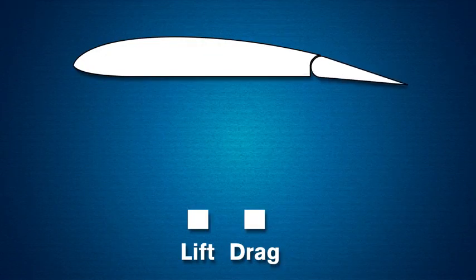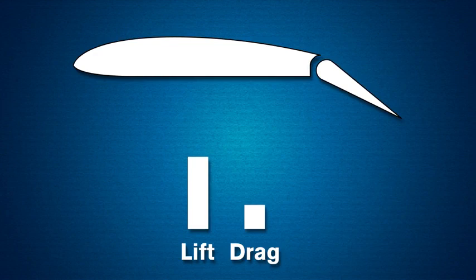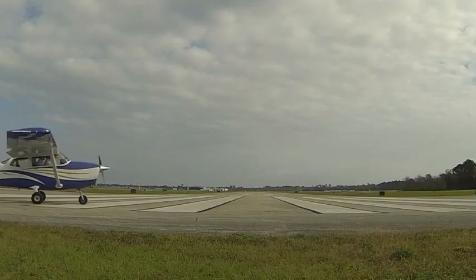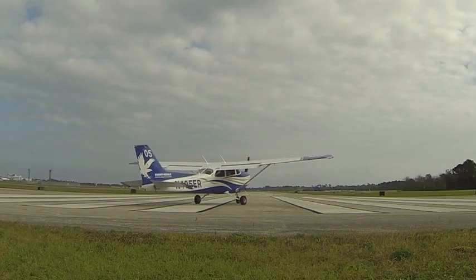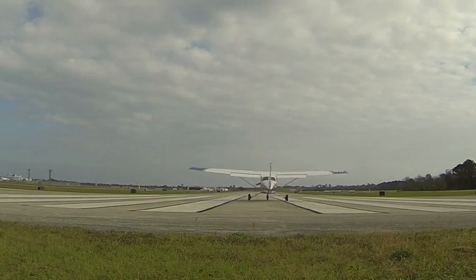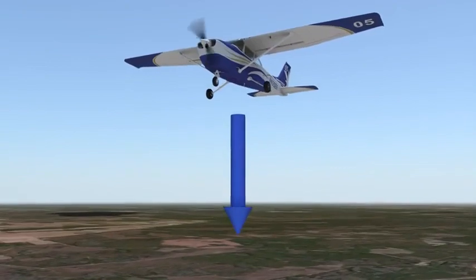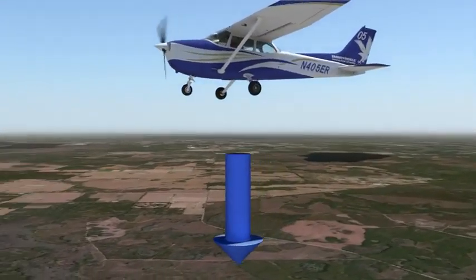Initially, the input of flaps will increase lift by a larger amount, with only a small increase in drag. As the flaps are extended further, usually around the halfway point, lift increases only slightly, and the amount of drag created increases rapidly. Now that we have an idea on how lift is generated, let's discuss the 3 remaining forces, starting with weight.